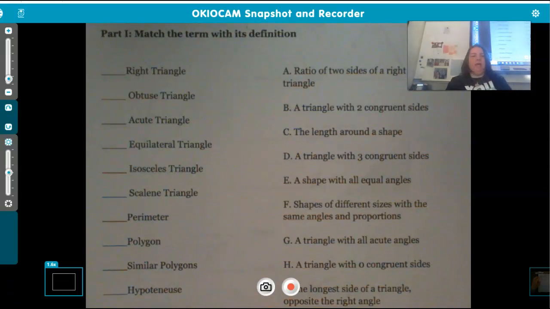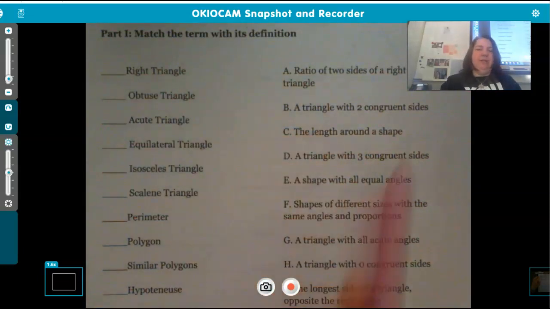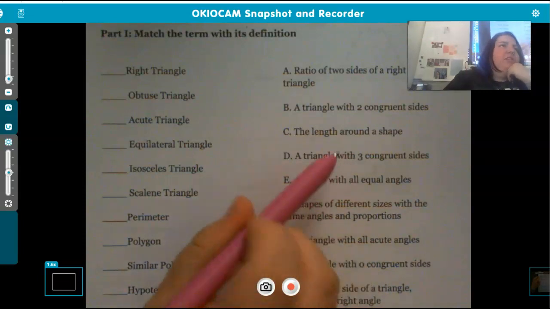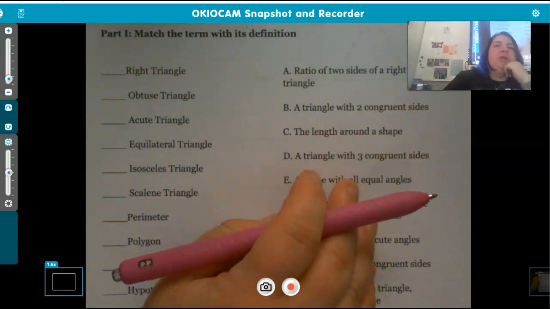So first up, we have our vocabulary section. We're going to match the term with its definition. On the left, you have the term. On the right, you have the definitions. Who can tell me right triangle? What is the definition of a right triangle?